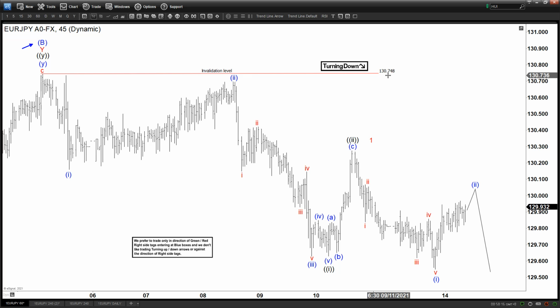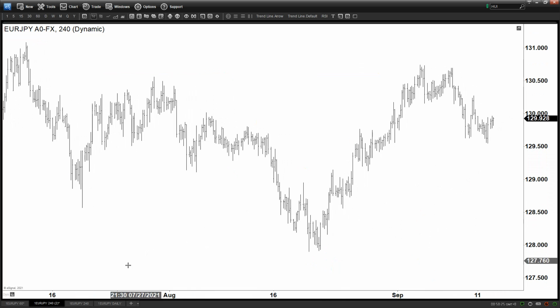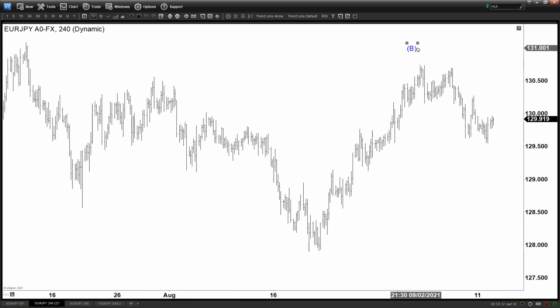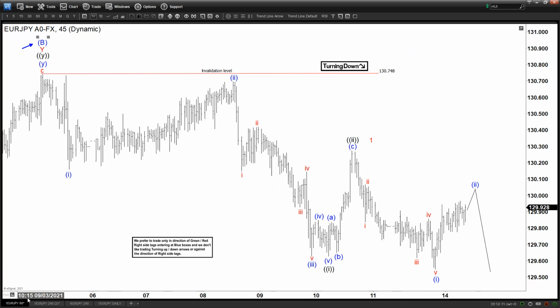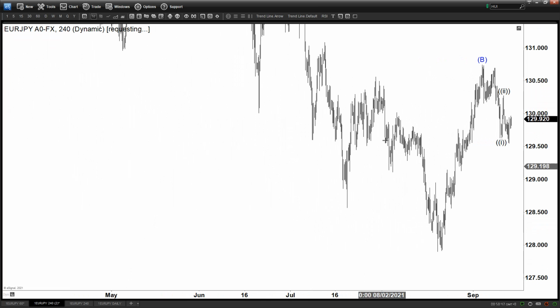All right, so let's zoom out to get an idea where we are. This is a 4-hour chart. Now let me move some of the labels here from the 45 minutes. So this B is right here, and this 1 and 2 in black is right here. Okay, so now let's try to make sense of this. Let me zoom out a little bit more.